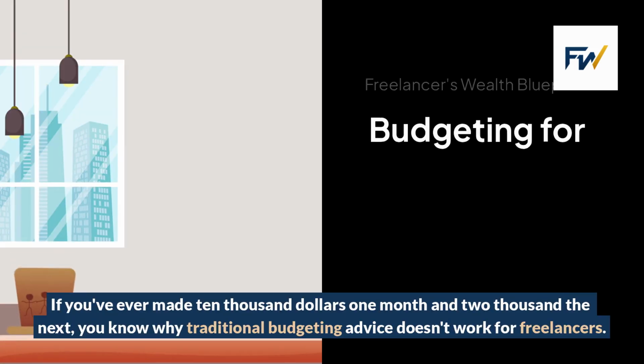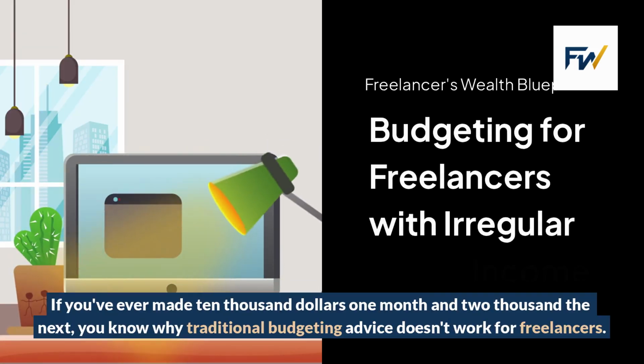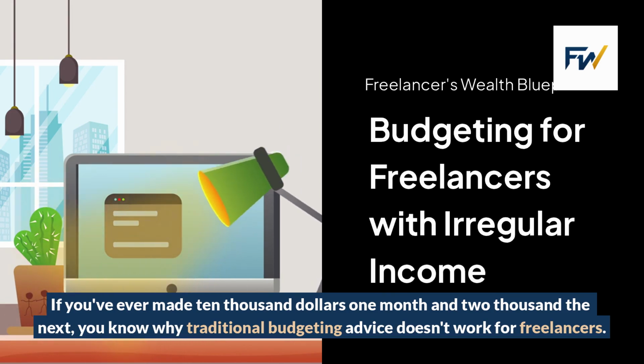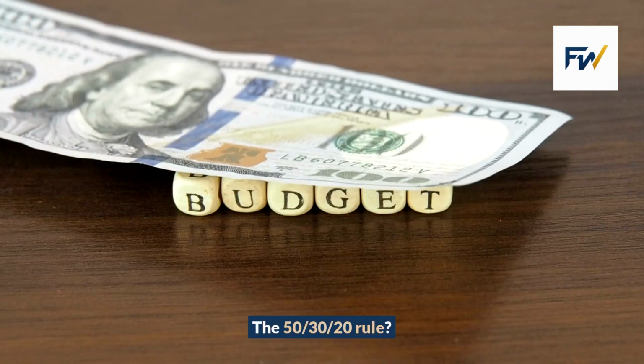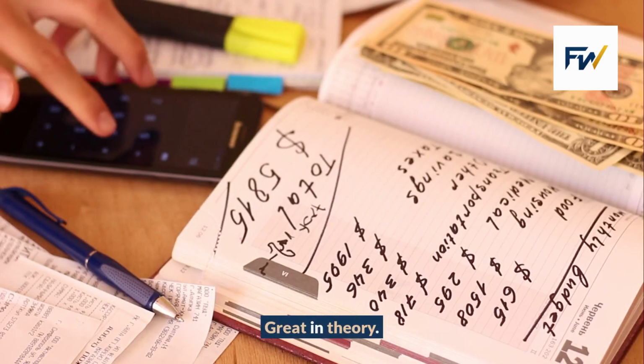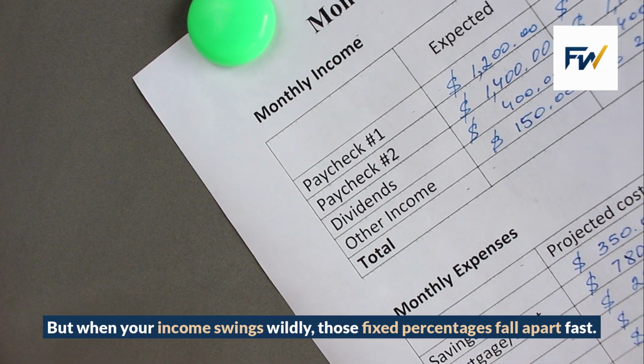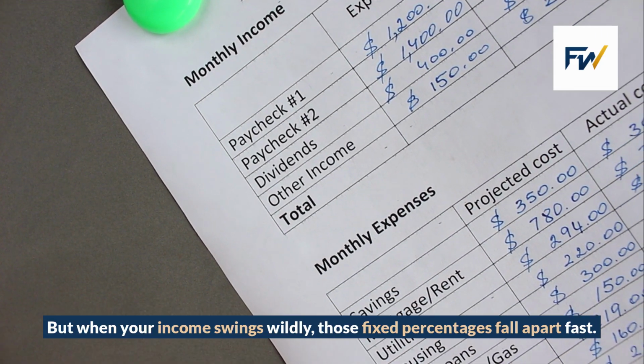If you've ever made $10,000 one month and $2,000 the next, you know why traditional budgeting advice doesn't work for freelancers. The 50-30-20 rule? Great in theory. But when your income swings wildly, those fixed percentages fall apart fast.